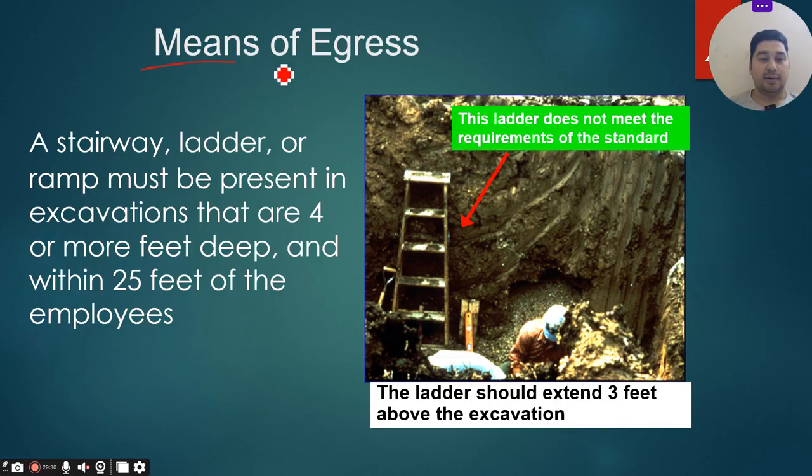Now the means of egress, how the worker will come out safely. A stairway, ladder, or ramp must be present in excavations that are 4 or more feet deep and within 25 feet of the employees. So as per OSHA, if any excavation is more than 4 feet deep, then you have to provide a means of access and egress. It could be a stairway, ladder, or ramp, any one of these.